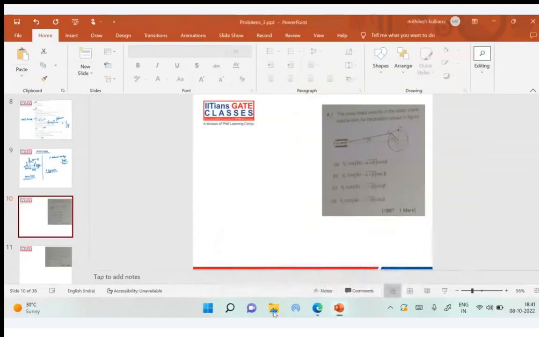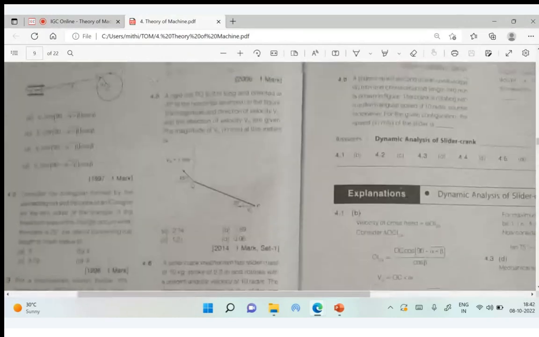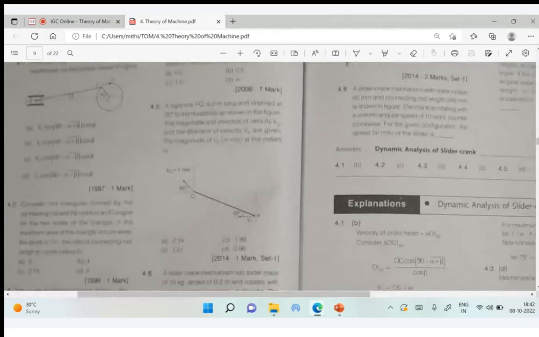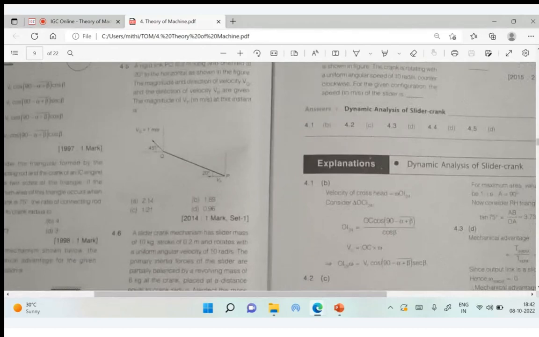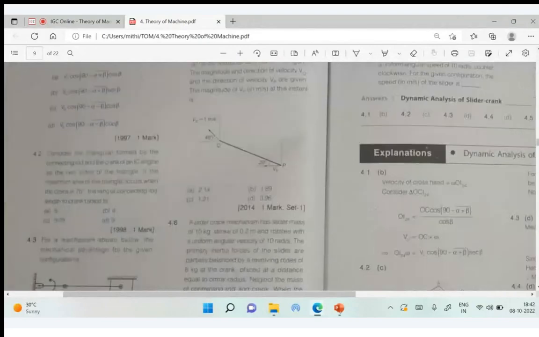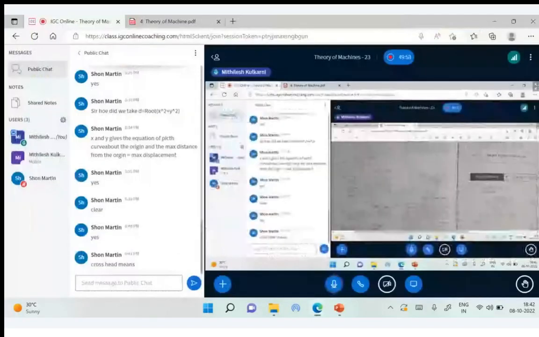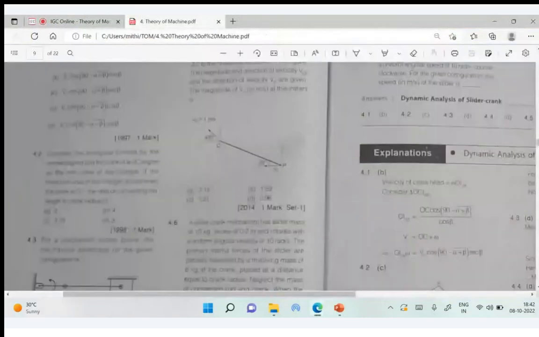Just a minute, I'll share my screen again. I think I have to share my screen. New screen now. Yeah, yes. Set.